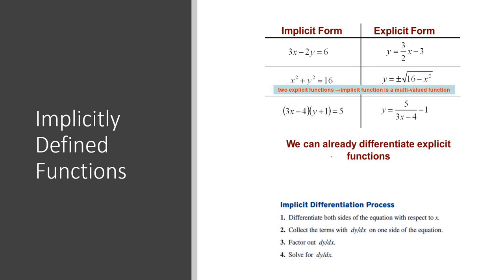And that's where implicit differentiation comes in handy. What implicit differentiation essentially means is that we can take the derivative of these guys over here on the left without having to go through the hassle of solving for one of the variables first. To do this, it takes 4 different steps. First, we have to differentiate both sides of the equation with respect to x. Then we have to collect the terms with dy dx on one side of the equation, factor out dy dx, and then solve for dy dx.